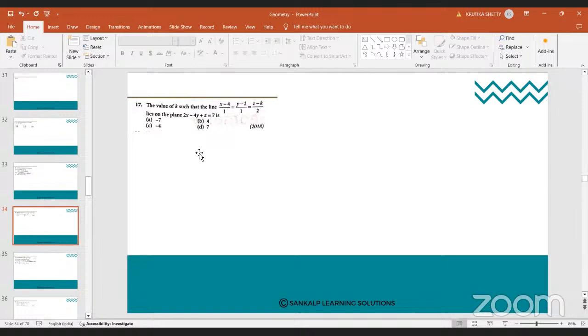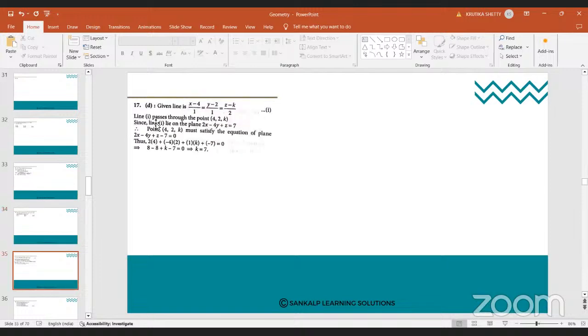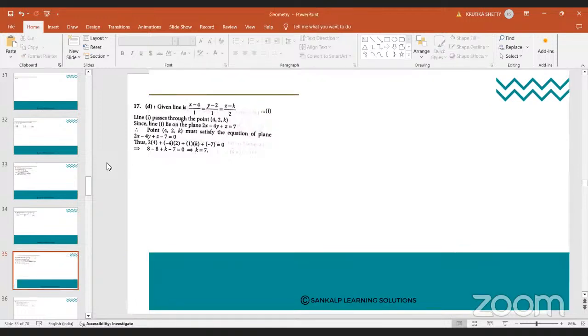See how we can solve this one. The line passes through the point 4, 2, k, and since the line is lying on the plane, it will satisfy the equation of the plane. So in place of x, y, z, we replace 4, 2 and k. On simplifying, we get 2 into 4 plus minus 4 into 2 plus 1 into k minus 7 equal to 0, or 8 minus 8 plus k minus 7 equal to 0, or k equal to 7. So k equal to 7 will be the right answer.